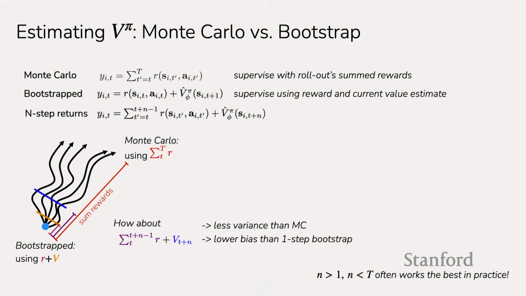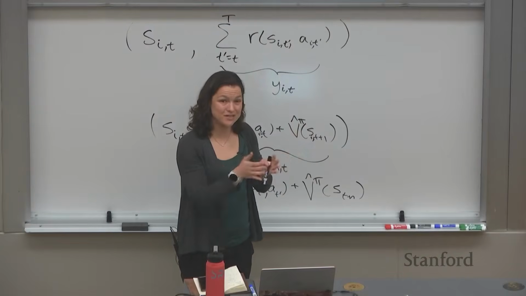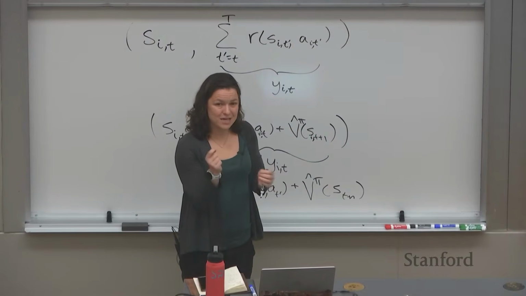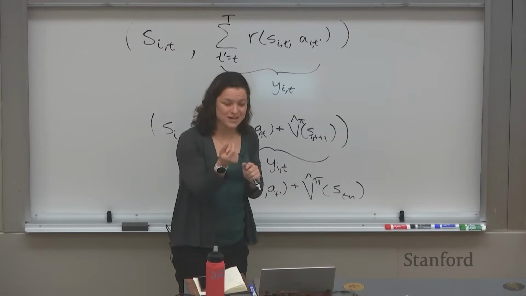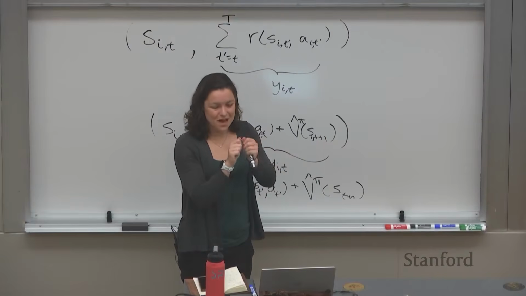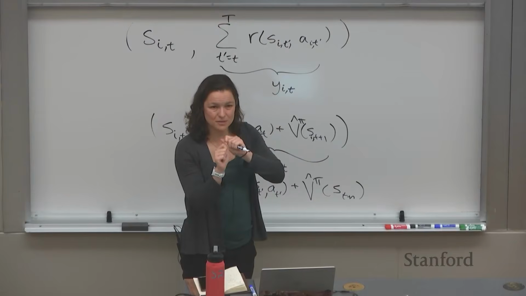And this is often called n-step returns because you're summing over n time steps. In practice, if you set n equals 1, this is just the bootstrap version. If you set n equals t, this is full Monte Carlo. Oftentimes, somewhere in between 1 and t works the best in practice. And this can be especially useful in scenarios where you have very small time steps. Because if your time step is like, I don't know, 10 milliseconds or something like that, then very little will have happened in between those time steps.